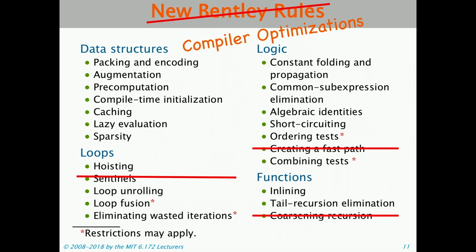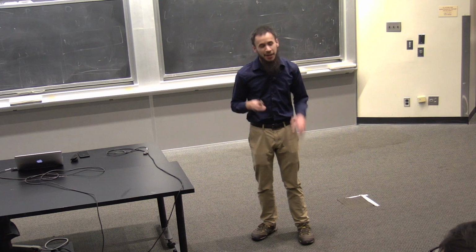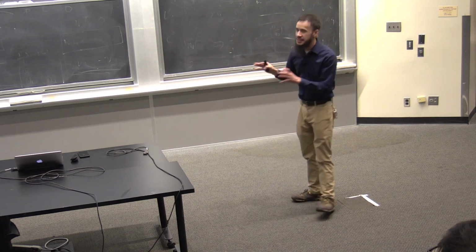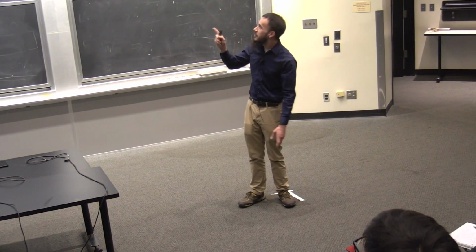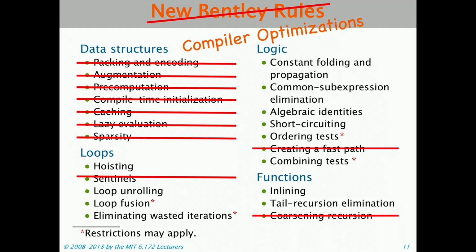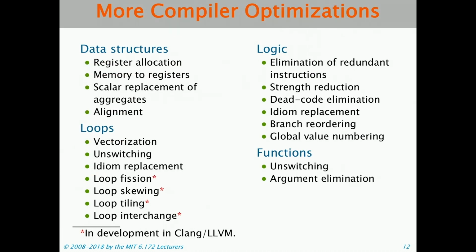Let's come back to data structures, which we skipped before. Packing, augmentation. Honestly, the compiler does a lot with data structures, but really none of those things. The compiler isn't smart about data structures in that particular way. Really, the way that the compiler is smart about data structures is shown here if we expand this list to include even more compiler optimizations.